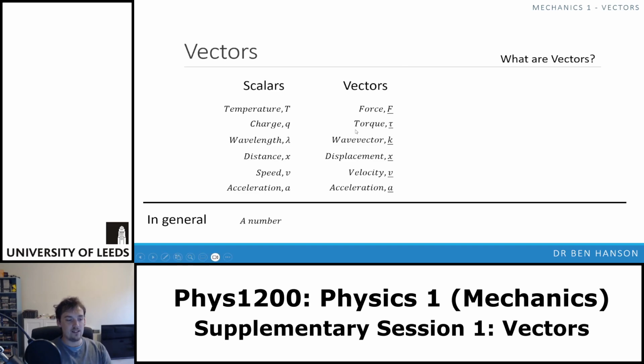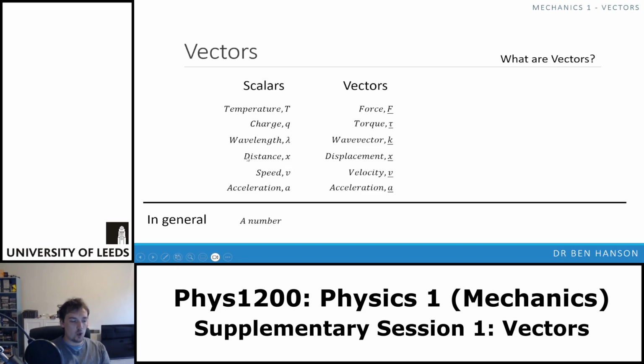The wave vector, k. The wave vector is related to the wavelength, because I can have a wave going in this direction, I can have a wave going in this direction. They might all have the same wavelength, same length in every direction, but different direction. So the wave vector tells us something about how long, how short, what frequency that wave has, but also what direction it's moving in. So a wave vector is also a vector.